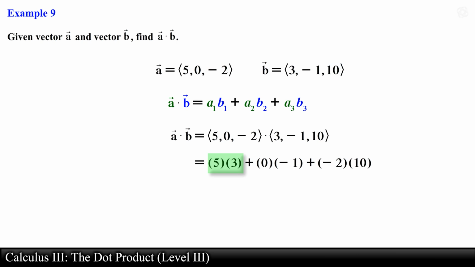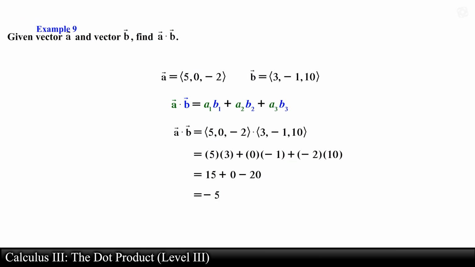Simplifying the first product, we obtain 15, and the second product reduces to 0. And the final product simplifies to negative 20. In the end, the dot product is equal to negative 5. Let's try the next example.